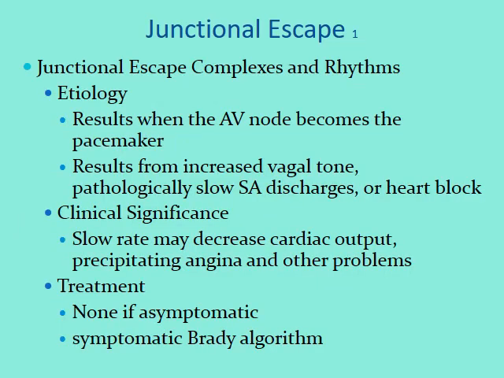In this junctional escape rhythm, the AV junction is the pacemaker. It could be increased vagal tone from that parasympathetic nervous system, which is the body's brake pedal, that slows that discharge and the AV takes over. If it gets really slow in that 40 beats a minute range, it could decrease cardiac output.